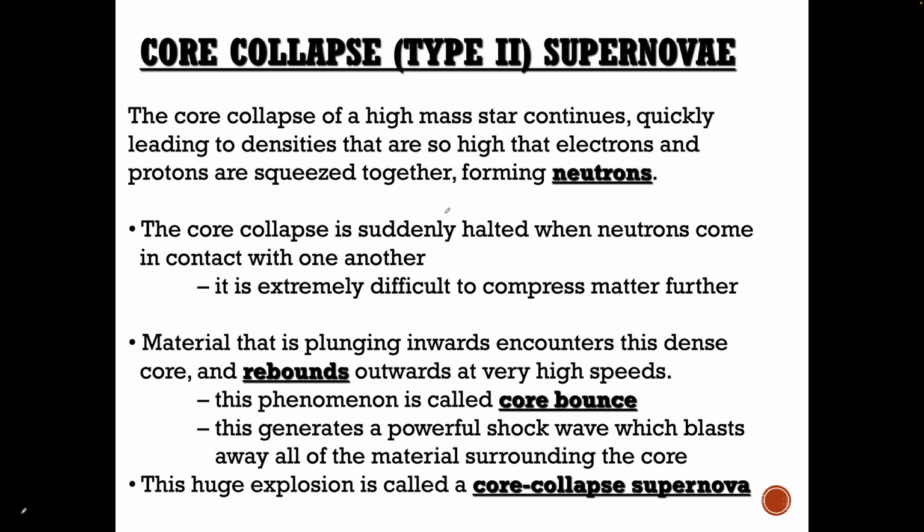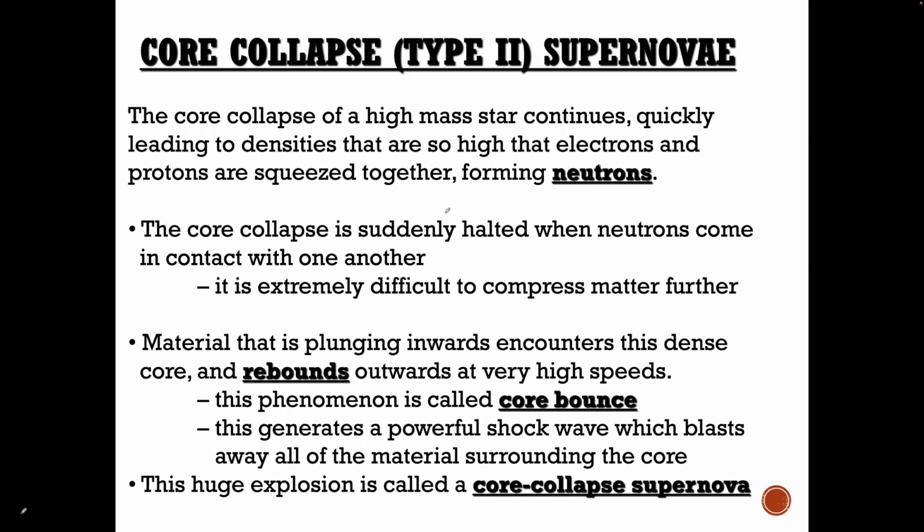So what will happen is, due to this neutron degenerate pressure, the collapse of the core will suddenly be halted by these neutrons, right? And as a result, all the materials that are plunging inwards towards the central region will rebound back, right, at very high speeds. And this phenomenon has a specific name called core bounce.